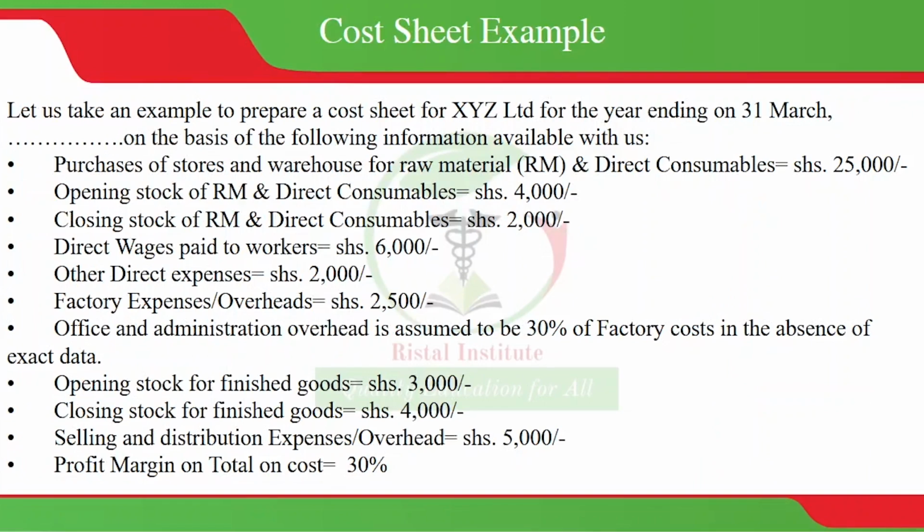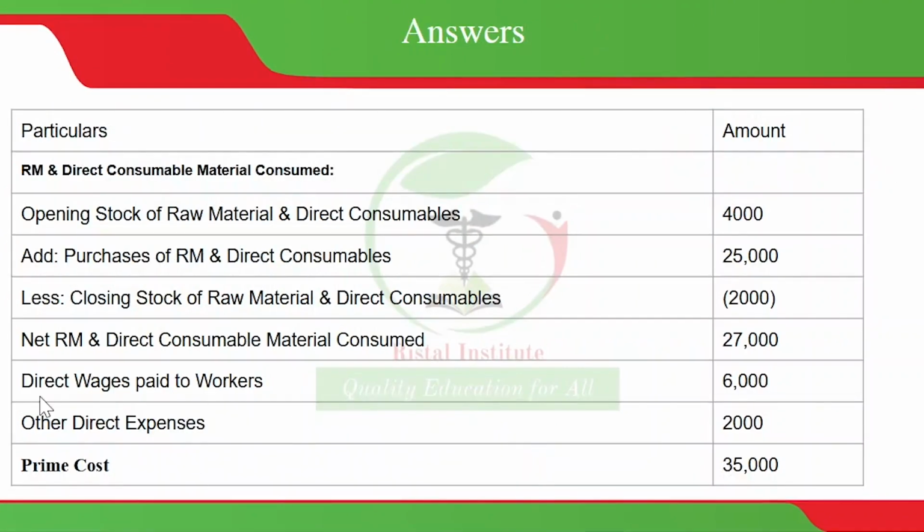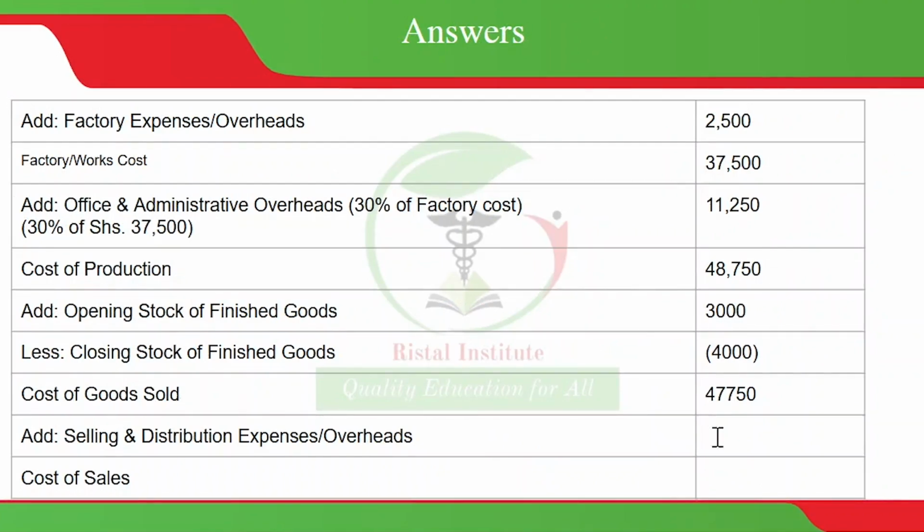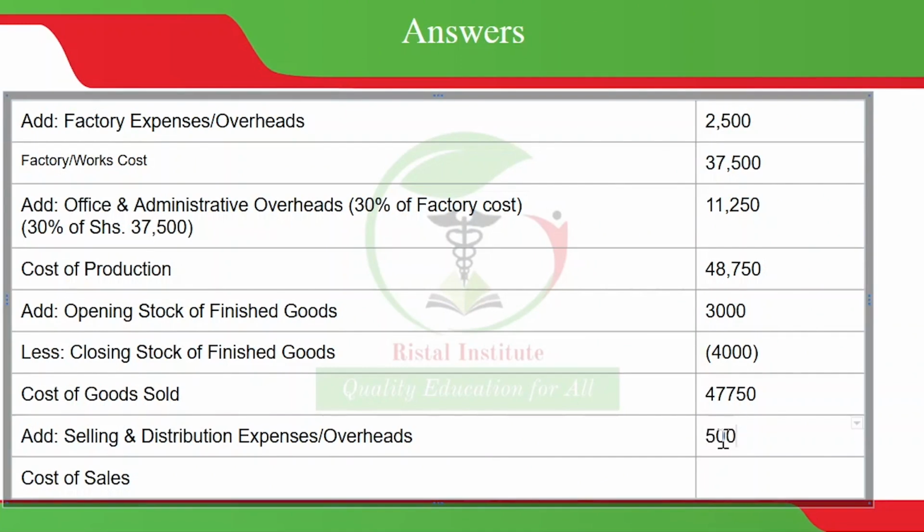Do we have it? So we come and check. We have selling and distribution expense overhead, which was 4,000, sorry, which was 5,000. So you add plus 5,000 to come up with the cost of sales. You say 47,750 plus 5,000, which will give you 52,750.